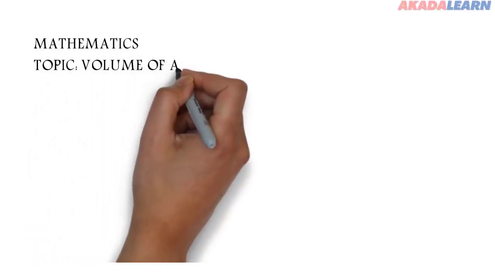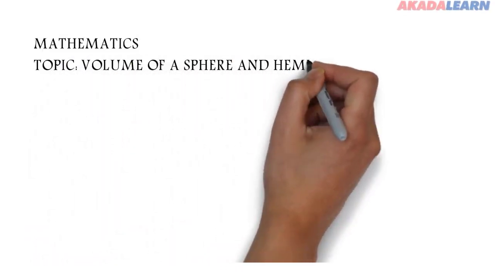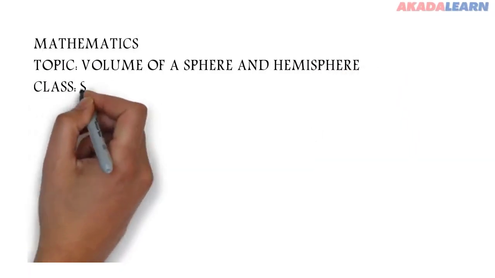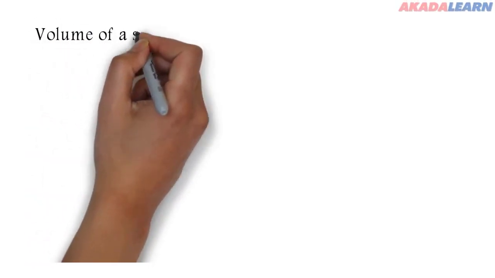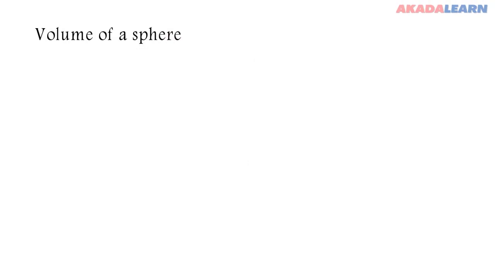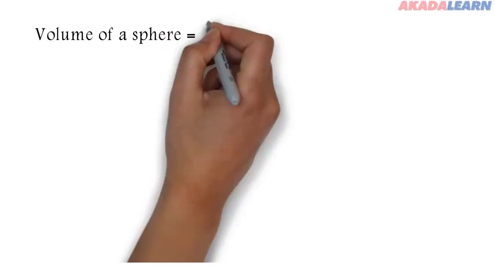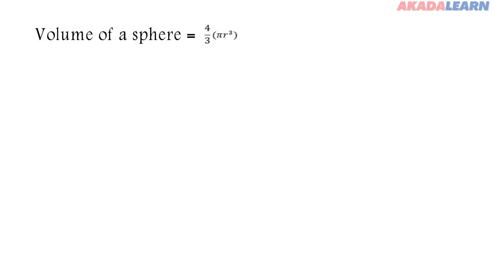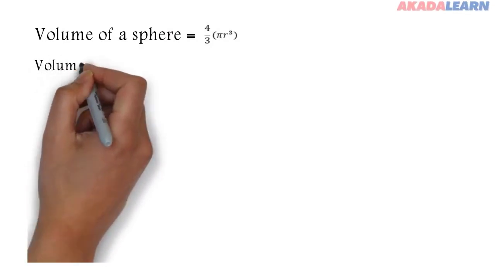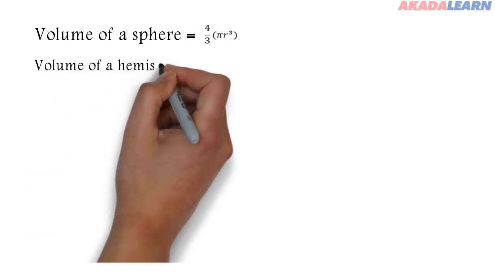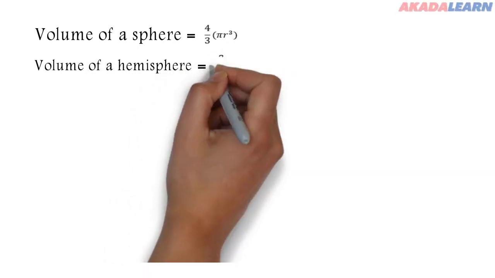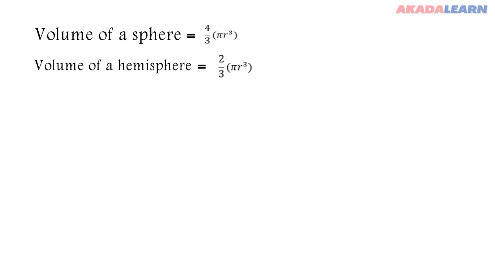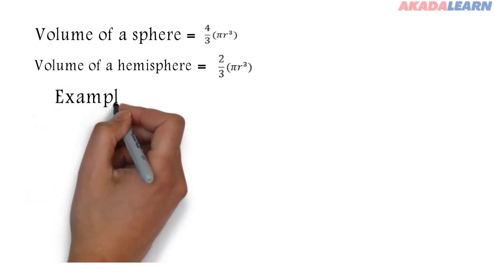In today's lesson, we are going to see how to find the volume of a sphere and a hemisphere. So let's start by giving the formula. Volume of a sphere is equal to 4 pi r cubed all over 3. Volume of a hemisphere, which is half of the volume of a sphere, will be 2 pi r cubed all over 3. So let's see the first example.